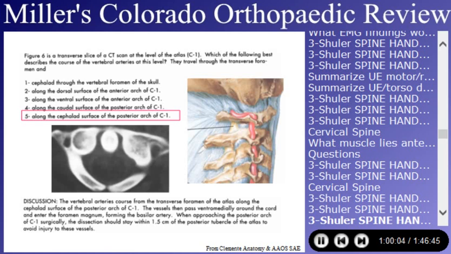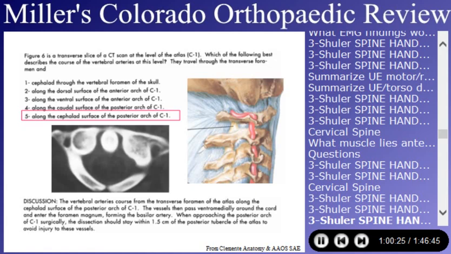Remember, we said it's on the superior surface, so we got that down. Cephalad surface, posterior arch of C1. Look at the cross-sectional view here. There's a better diagram. It comes up through C1, superior surface, goes posterior, and then traverses. Key testable item highlighted here.